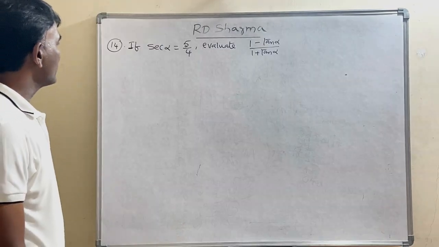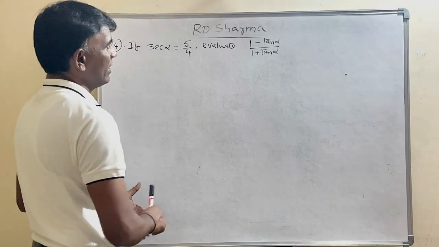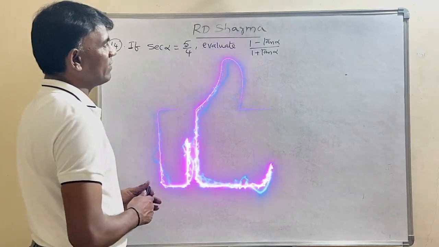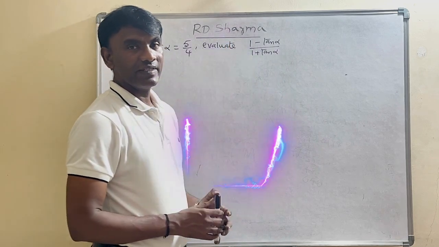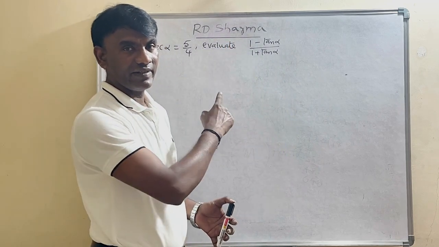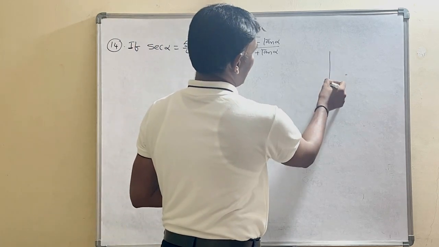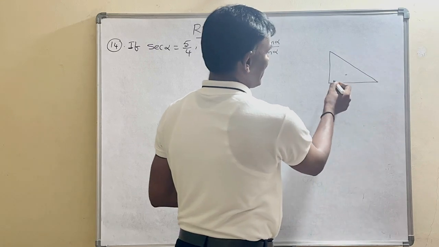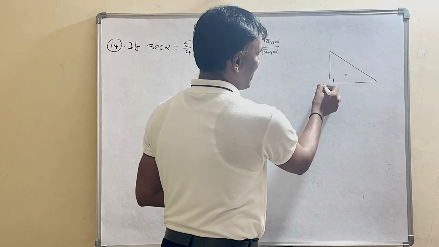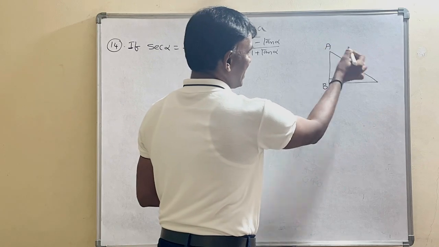Okay, next 14th question. Secant alpha is given, that is 5 by 4. And we find 1 minus tan alpha by 1 plus tan alpha. Again first we draw the right angle triangle, and by using that we can find the corresponding angle. Okay. Now here this is triangle ABC, but the condition is not given for this. Now this is the right angle and it is denoted by B.